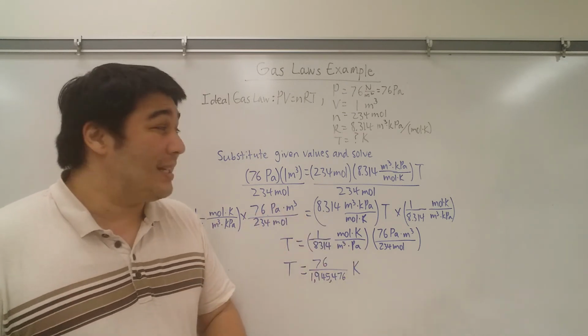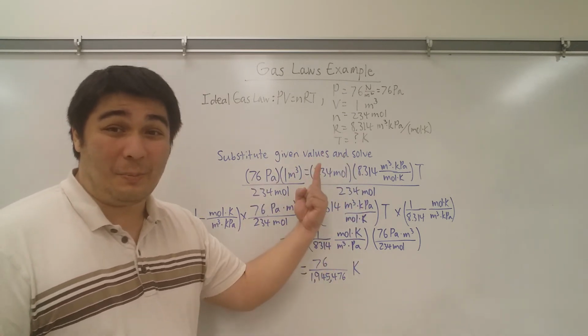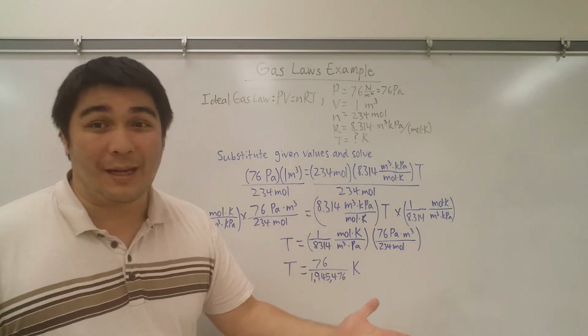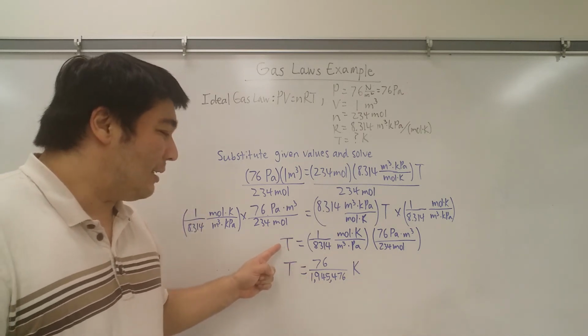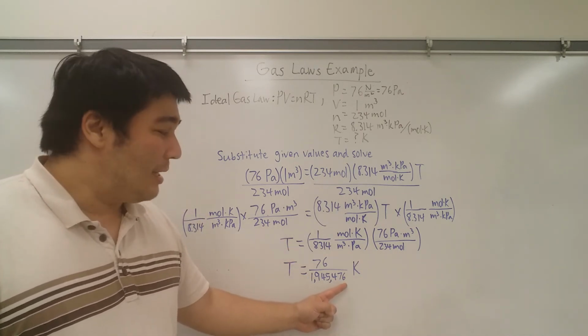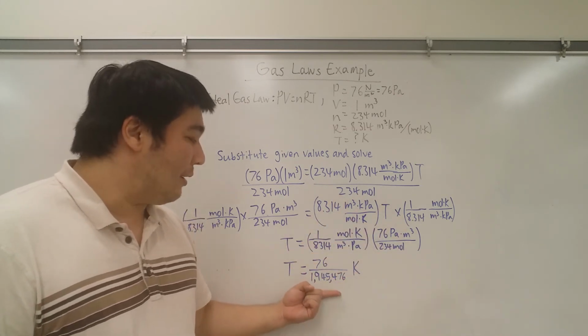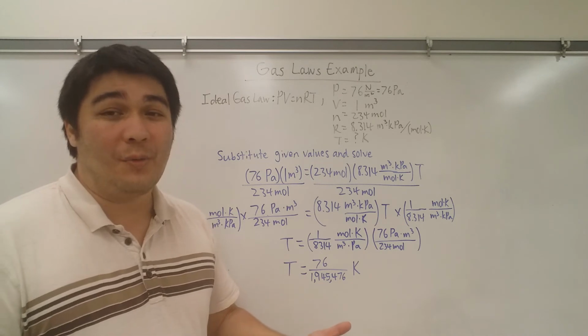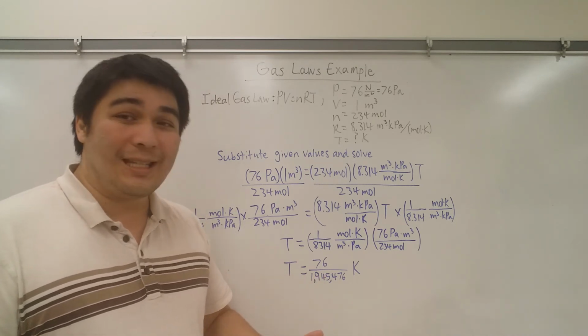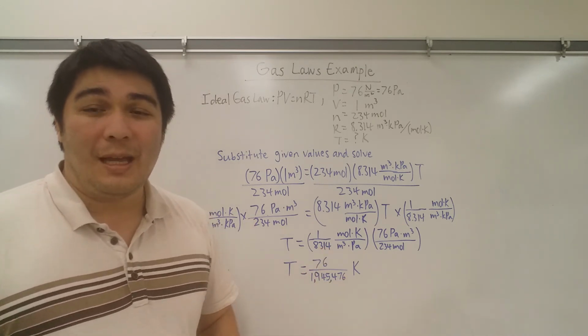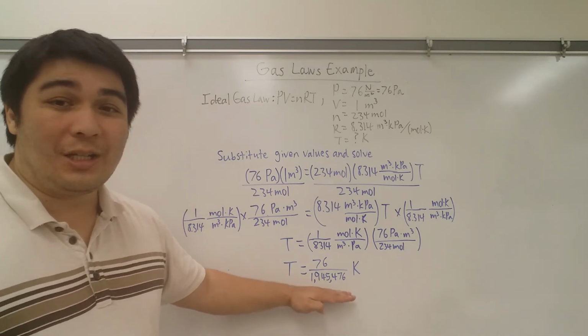But if not, you've done something seriously wrong in the previous steps, and you've got to go back and redo it. Fortunately, the unit for temperature is the Kelvin, so we are correct. All of these things cancel out, and we're left with our answer of 76 over 1,945,476 Kelvin.